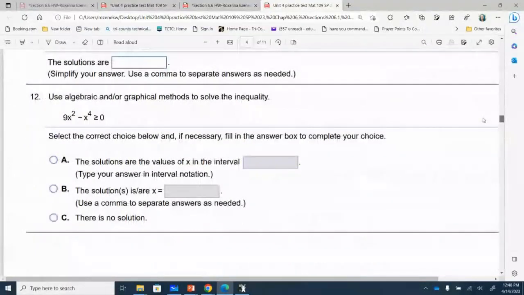Look at number 12. Number 12 says use the algebraic or graphical method to solve the inequality. You already know it's a polynomial inequality. You know that the degree is 4, and therefore you are expecting 4 x-intercepts or 4 solutions. You see that the leading coefficient is negative, and it is a 4th degree polynomial, so the end behavior should be both pointing down.